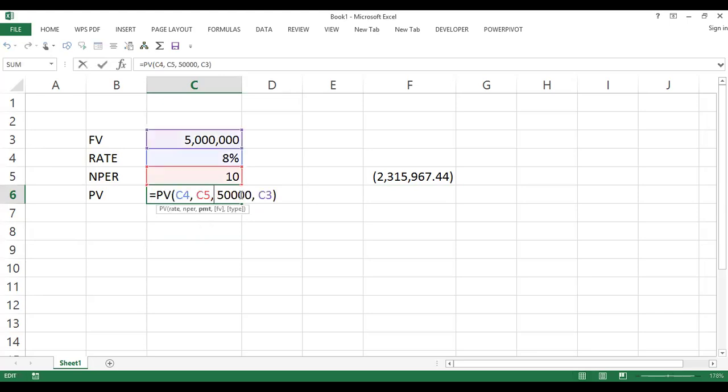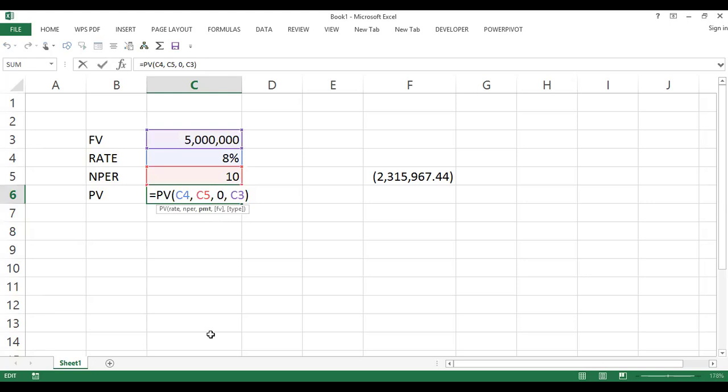When it's zero here, it means you don't take anything until the end of the period. So you can see where the PMT comes in. I hope this is clear.